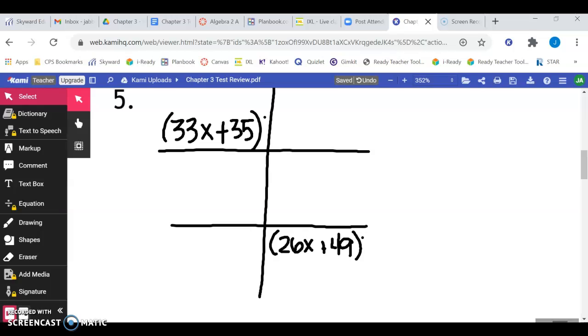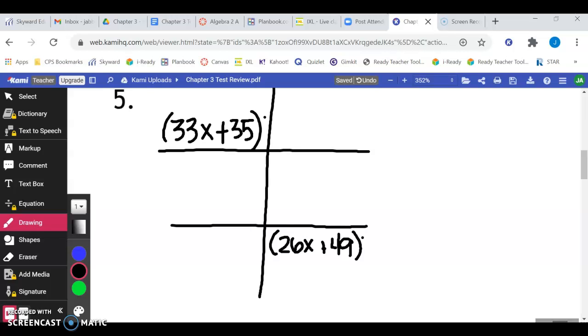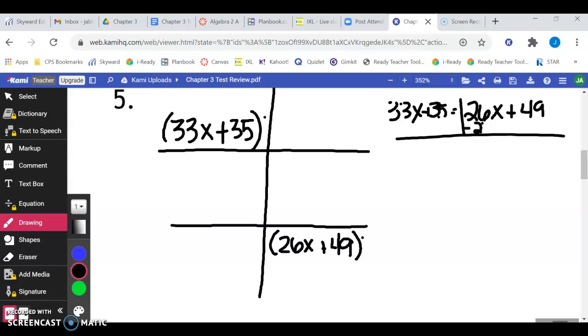For here, these two angles are alternate exterior. So they're on opposite sides of the transversal and they're both on the outside. So those angles, alternate exterior, are also equal. So we're going to do 33x plus 35 is equal to 26x plus 49. So I'm going to move the 26x first since it's the smallest. And that would leave us with 7x plus 35 equals 49.